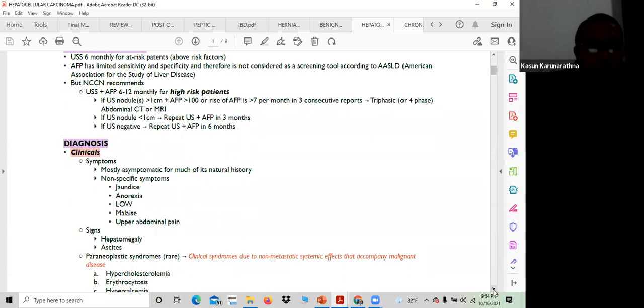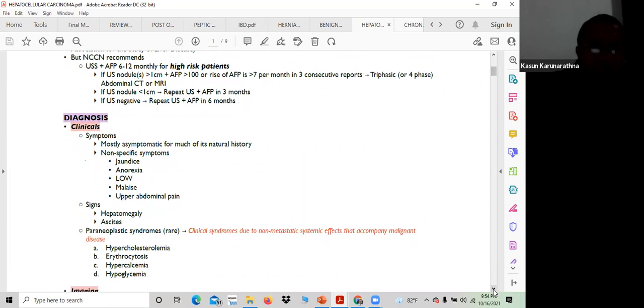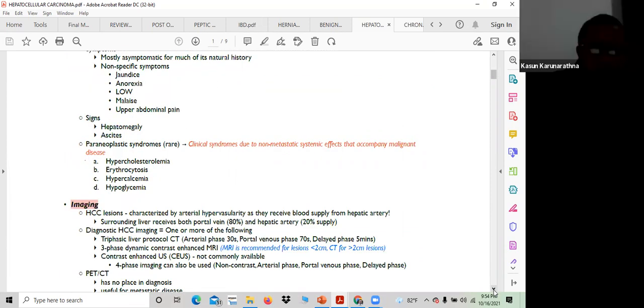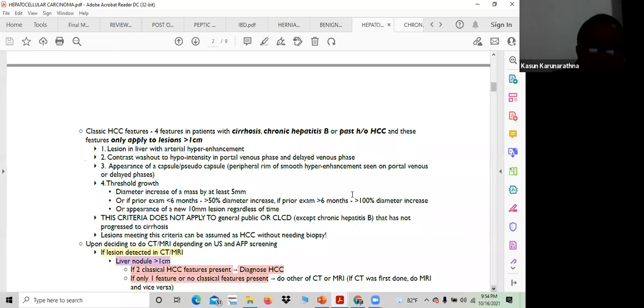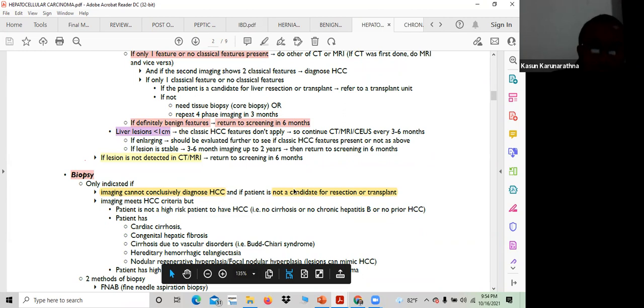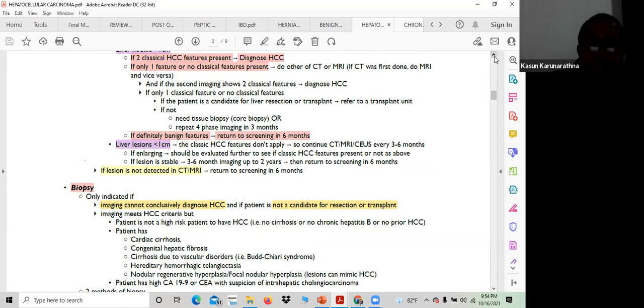You should do an ultrasound scan. If there's a doubt, go for CT, right? Triphasic CT. If you know that bit, that will be enough. Usually you diagnose by imaging. If there's really a doubt, you go for biopsy, right? Otherwise, CT findings will be enough to diagnose hepatocellular carcinoma, like your renal cell carcinoma and pancreatic tumors, right? You diagnose by imaging, mainly CT findings.